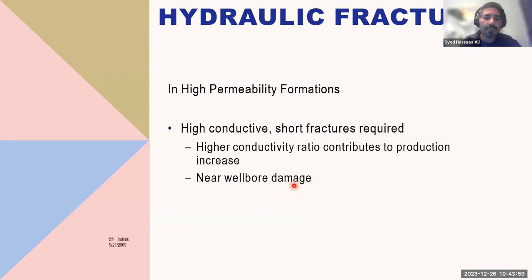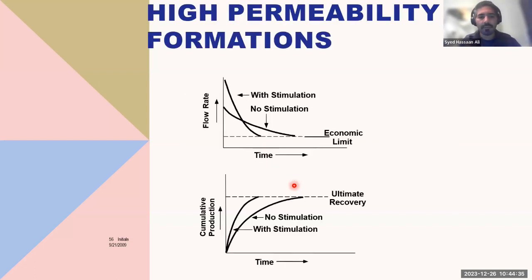And then high permeability formations. In high permeability formations, you have all the conditions to produce at a certain level, but you want to have high conductivity ratios. That means you want to draw down quickly, and you want to extend beyond the near wellbore damage. So you require highly conductive and short fracks. So it could be only some amount of stages, not multi-stage like in low permeability formations, but short stages, low pressures to make it highly conductive.